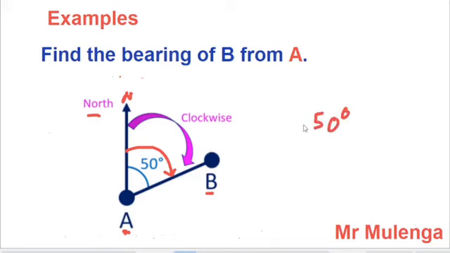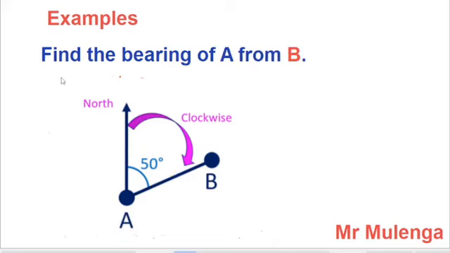Now, since these are 3 figure bearings, we need to put a 0 right there. So we have 050 degrees. So we have answered our example 1. I hope we have understood. Let us now look at our second example. We are using the same one, but we have changed the question.